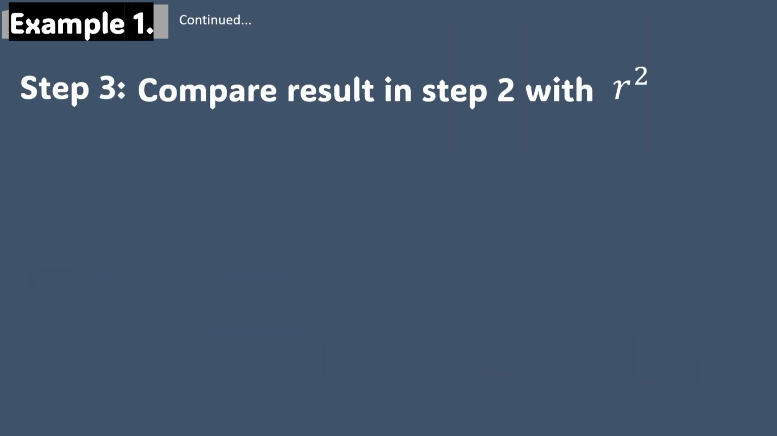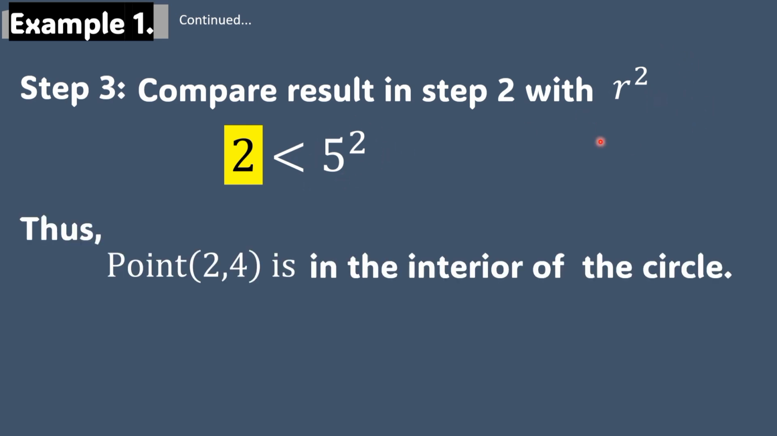Step 3. Compare the result in step 2 with r squared. The result in step 2 is 2, and that is obviously less than 5 squared. 5 squared is the r squared. Thus, point (2, 4) is in the interior of the circle.